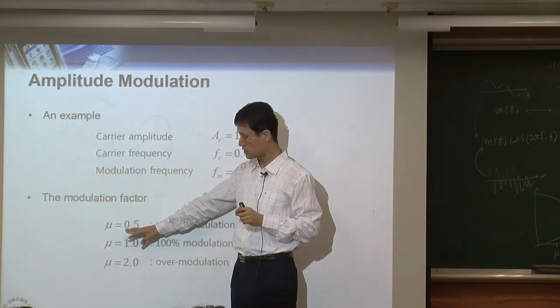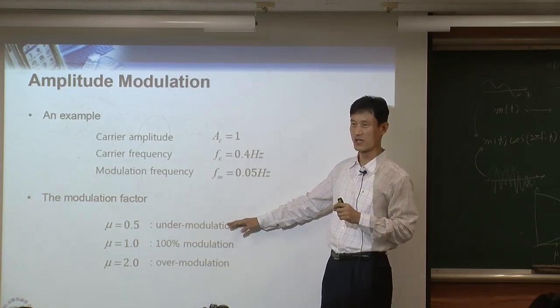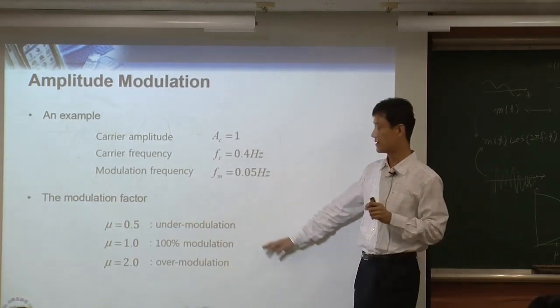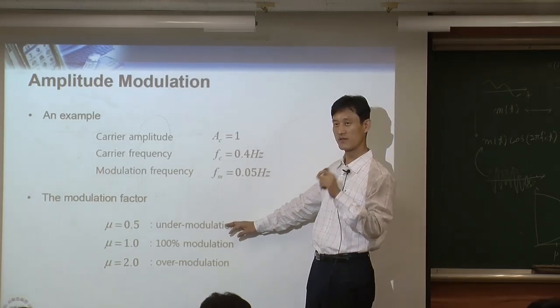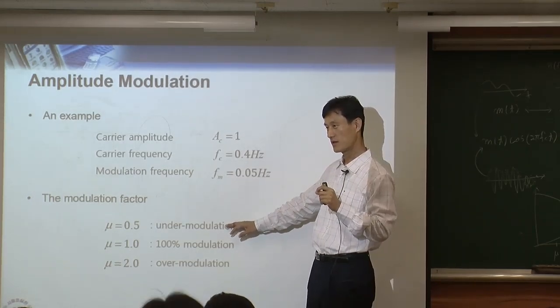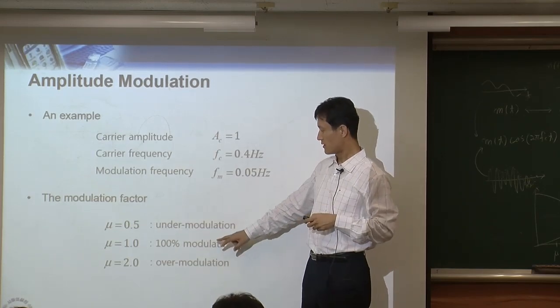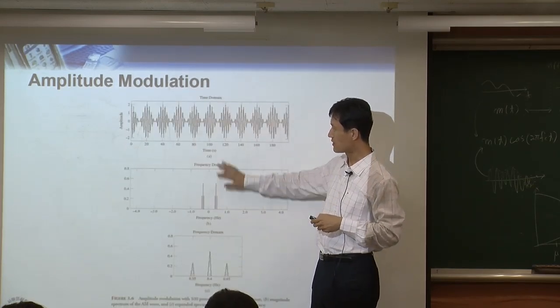What about mu equal to 0.5? In the under modulation case, the problem is you're wasting a lot of energy. The good thing is, you can use envelope detection. Okay? So there's always a problem in each case. Now think about mu equal to 1, the second case.